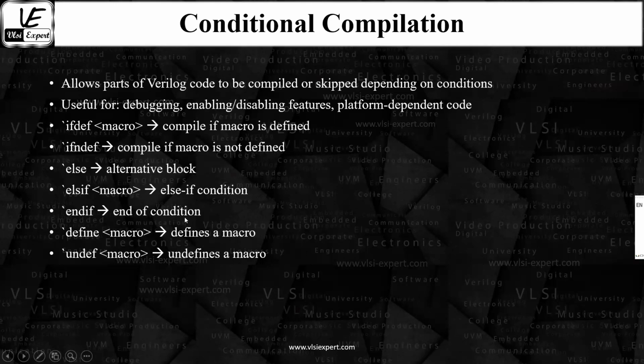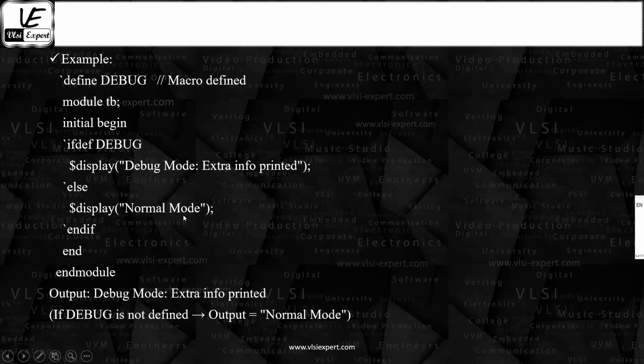So this is the example. In this example, if debug is defined, the extra debug information will be printed like this. And if debug is not defined, normal mode message will be displayed. This is mainly used to enable debugging features without modifying the main design code. Here I have shown the output: in debug mode, extra information will be printed. If debug is not defined, output will be normal mode.